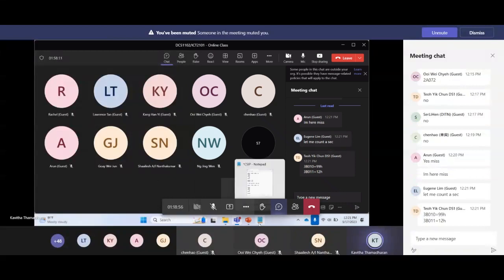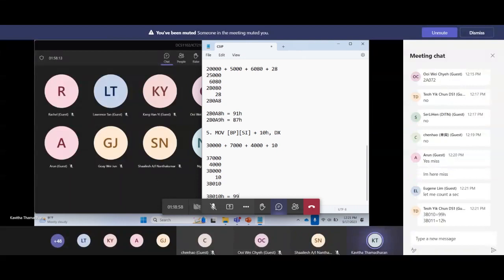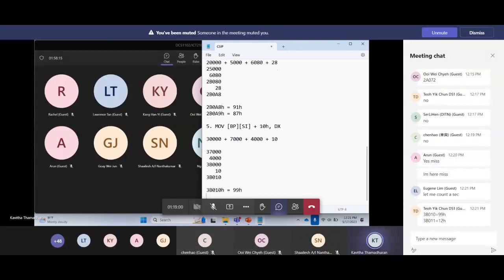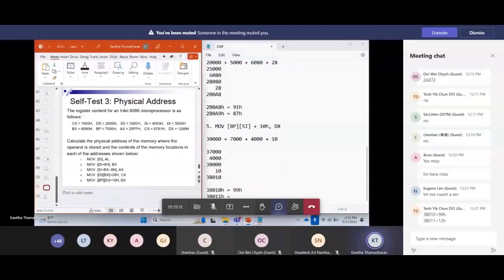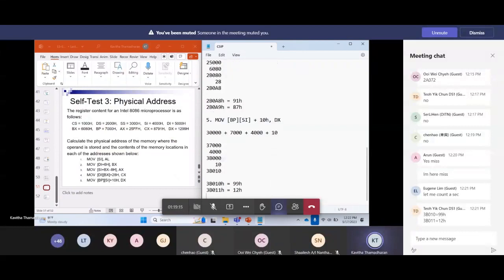Yes, Teo Ik Chun, thank you. So 3B010, we store 99 into 3B010. And 3B011 hexa, we store 12, right? If I'm not mistaken, what was the question just now? 12, yes. That's it. You get 25 marks if you answer 5 questions. Easy, right?